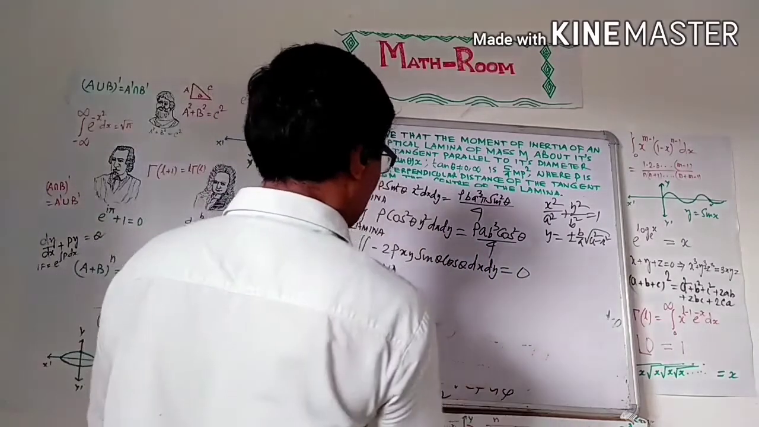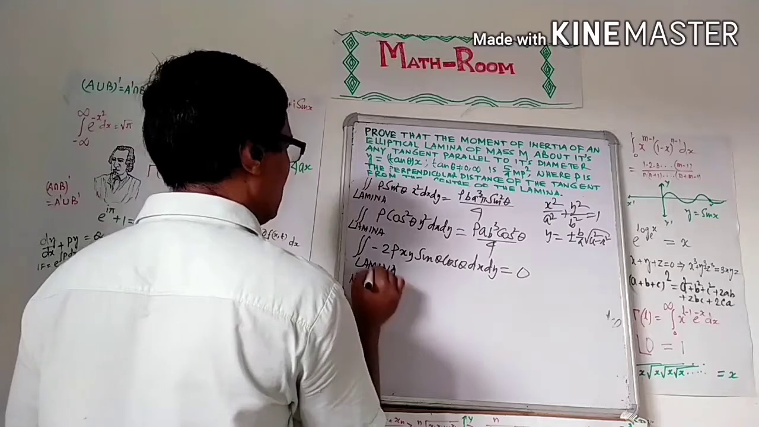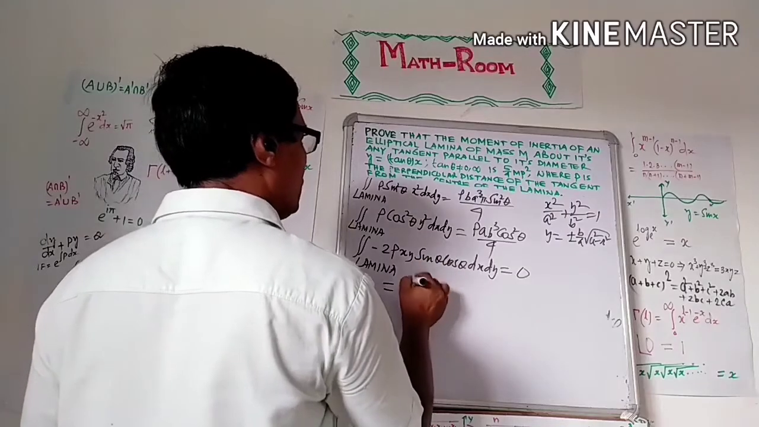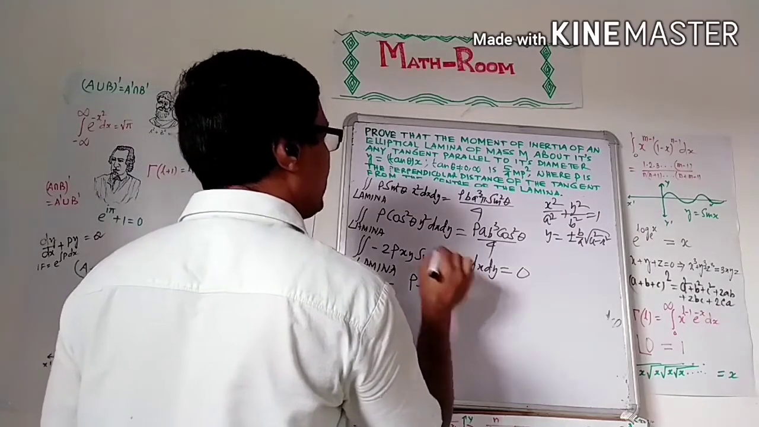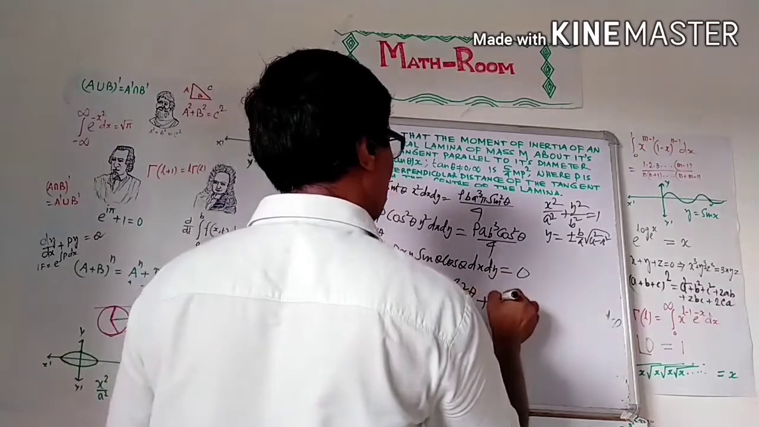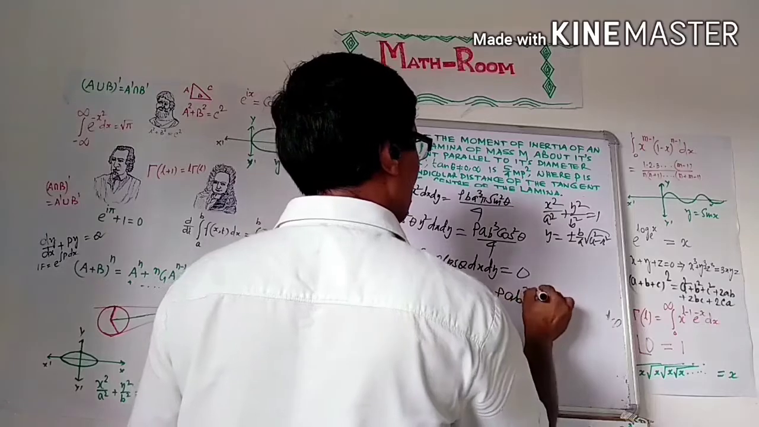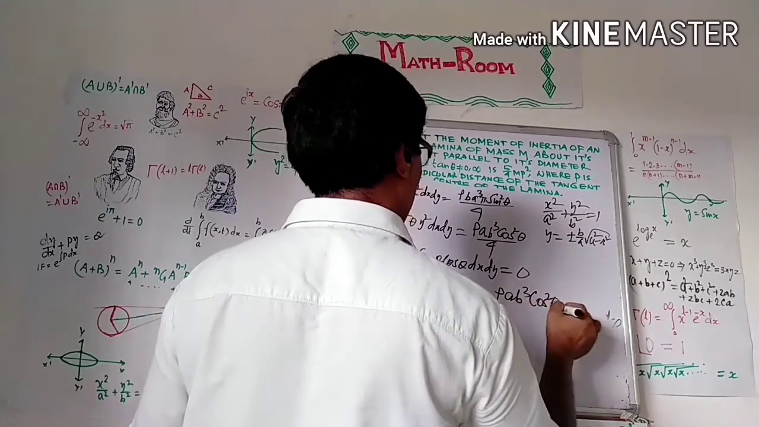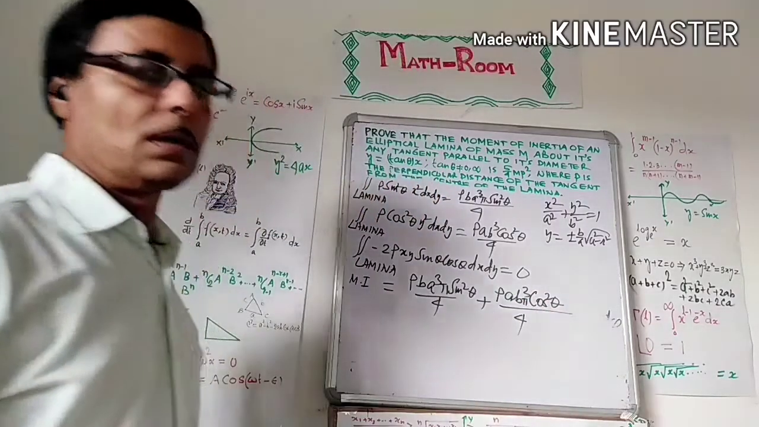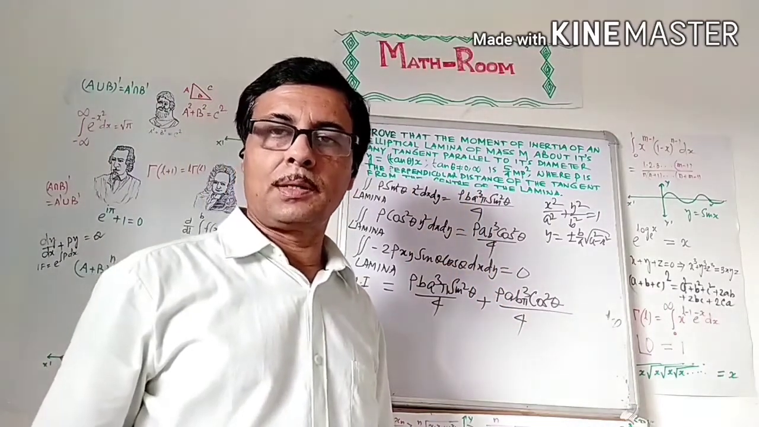So the value of the moment of inertia of the lamina about the diameter is rho b a cube pi sin square theta over 4 plus rho a b cube cos square theta pi over 4. This is the moment of inertia of the entire lamina about its diameter. This diameter's equation is y equal to x tan theta.